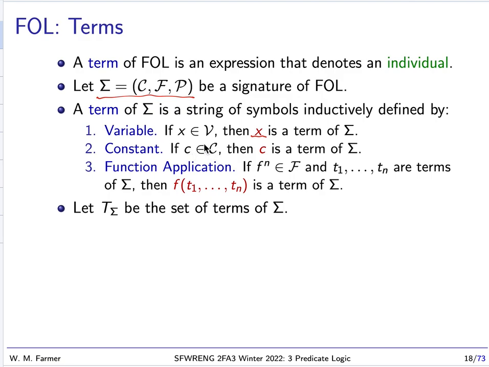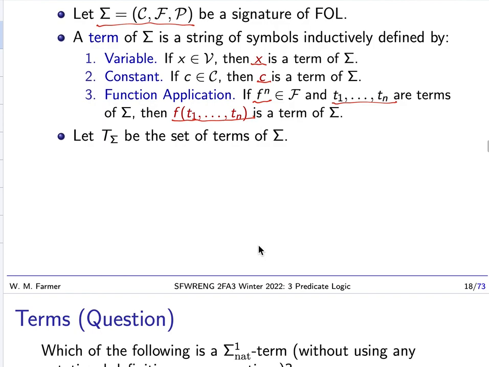If c is a constant, meaning a constant from our set of constant symbols, then c is a term of sigma. So every variable is a term of sigma. Every constant symbol c is a term of sigma. And finally, if we have a function symbol of arity n and n terms of sigma, then the application of that function symbol to those n terms is a term of sigma. So there's just three ways of making terms: variables, constants, and function applications. And T sub sigma will be the set of all terms of sigma.